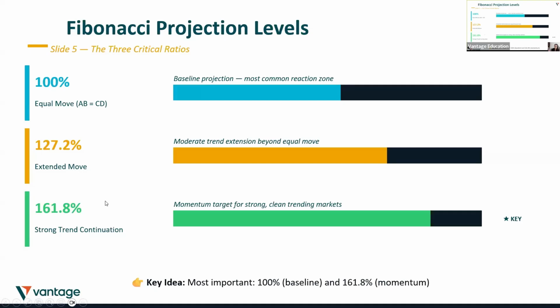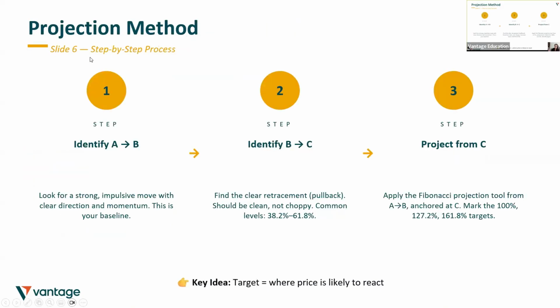It's similar to Fibonacci extension. Fibonacci extension also uses 127 and 161.8, the same numbers. But for Fibonacci projection you need to find A, B, C to get the D. For extension you need only two points.